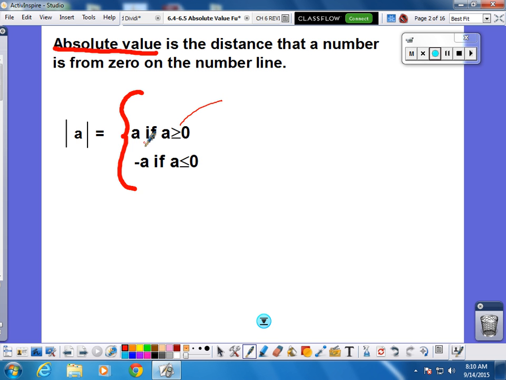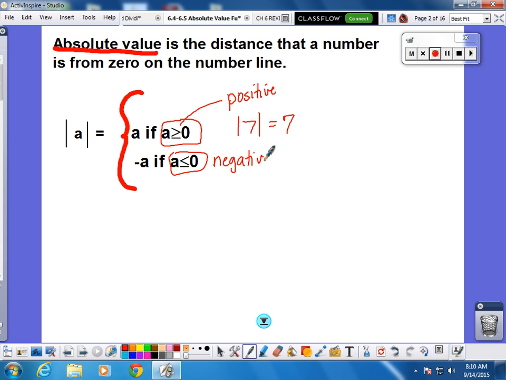What does that mean? Well, first of all, you have to look at this right here. What is one word that describes all numbers that are greater than 0? They are whole numbers, but they're positive. So if I'm taking the absolute value of a number that is positive, then that positive number is the answer.